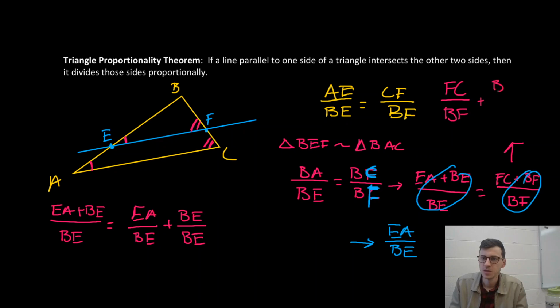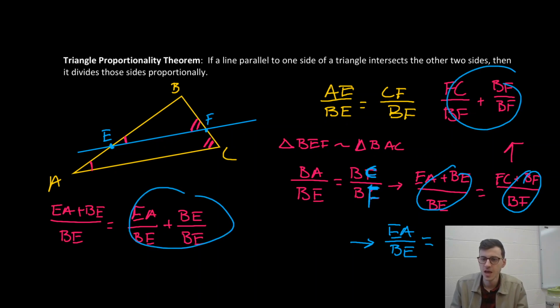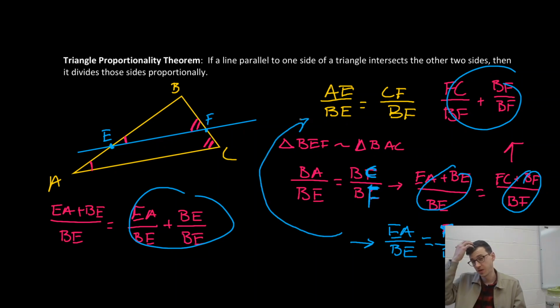plus BF over BF. Okay, so I'll leave it to you. Maybe you can find the missing step to figure out how I got from this and this being equal to EA over BE equals FC over BF. And that's this, right? I just flipped the letters around.